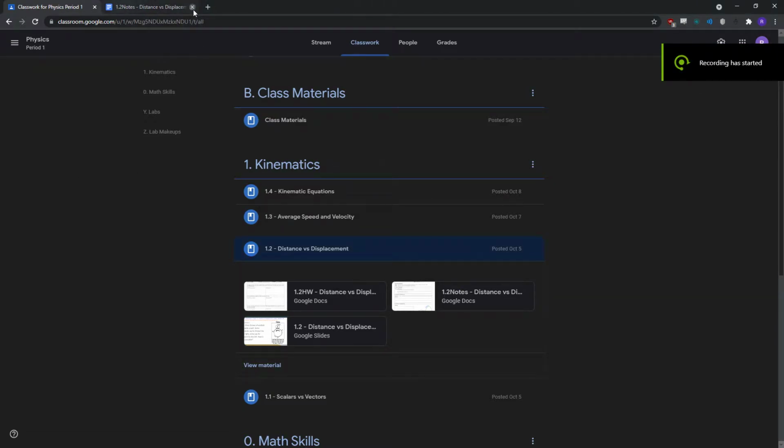Alright, so this is going to be a lesson on 1.2, distance versus displacement. So here's the Google Slides and here's the Google Docs. Those are your notes.